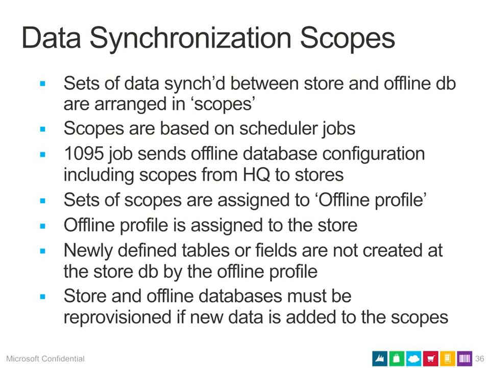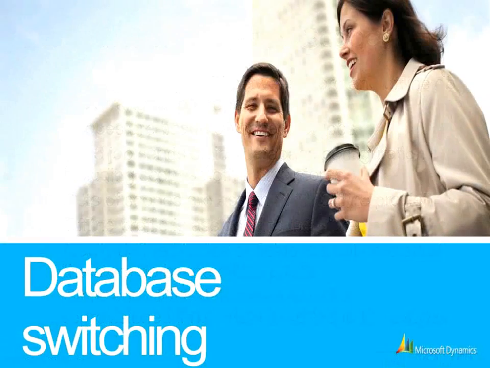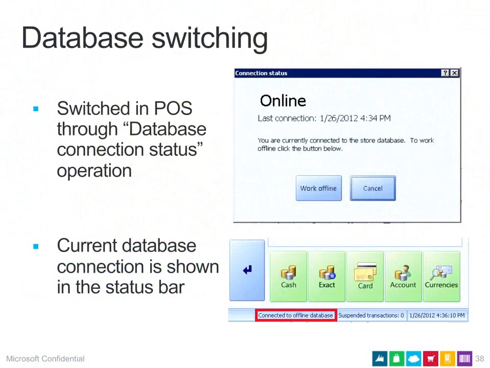So we have created the ability to switch databases within the point of sale. This is a new operation we added, called database connection status. You can open that up, and it will tell you if you're online or offline, when the last time you connected to your database was, and also allow you to make the switch. We also added a status in the point of sale that tells you which DB you're connected to, whether it's your store database or your offline database. And I can show you that too.